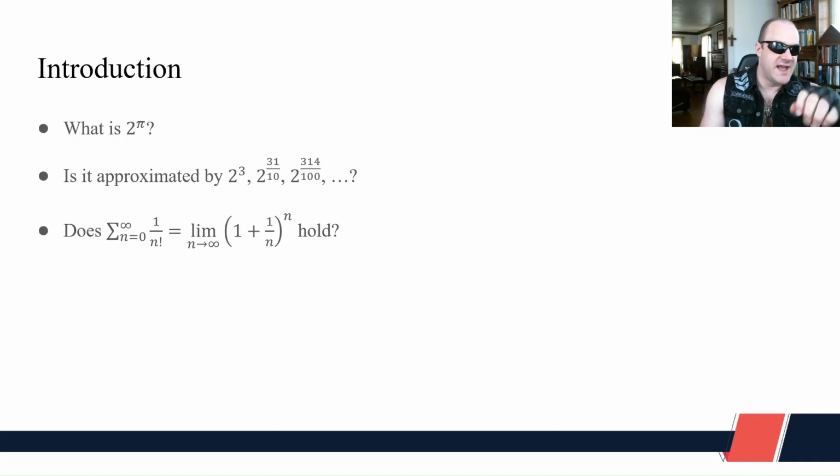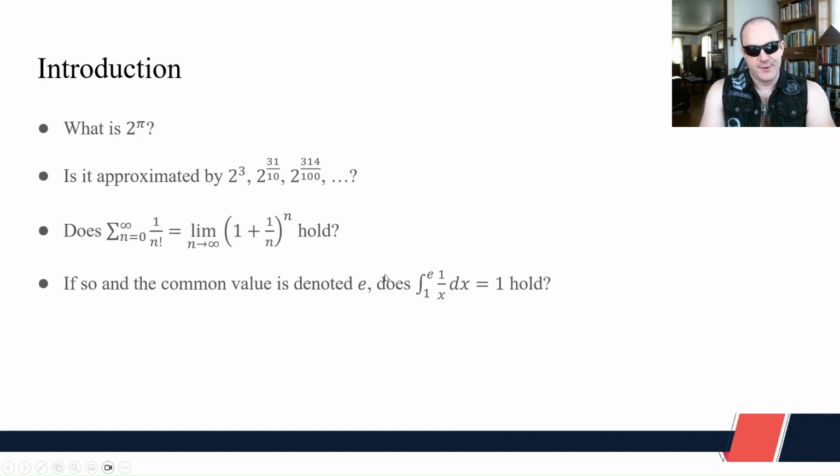But it's not immediately obvious why you care that these two expressions are equal to each other, and if they are, that this value here has this fun little property that when you integrate 1 over x from 1 up to it, it equals 1. It's like, what exactly is going on here? And so that's with exponentials and logarithms.